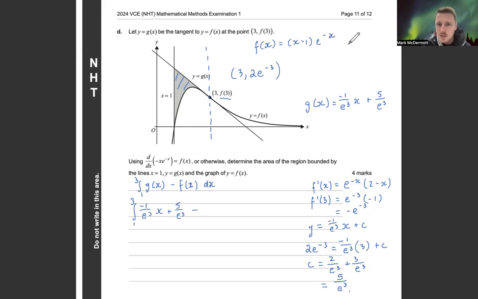Now, f of x is this, right? And we might have to expand that out. Let's leave it for now. x minus 1 e to the negative x dx. Okay, now we need to anti-differentiate that. So let's try that.